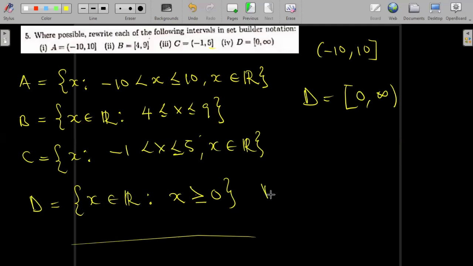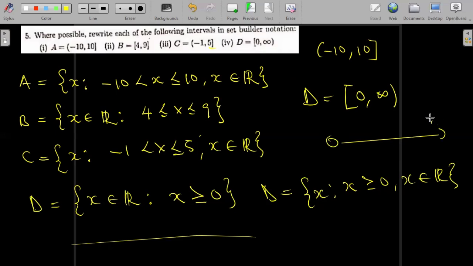Even if you'd written D is equal to X such that X is greater than or equal to 0, X is a real number, it's the same thing. And this is how you'd write this. This means all X values from 0 going all the way this side, which is infinity.